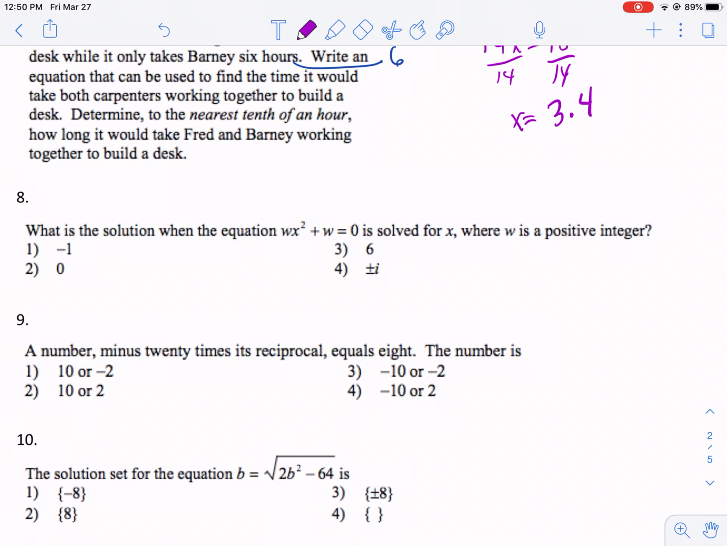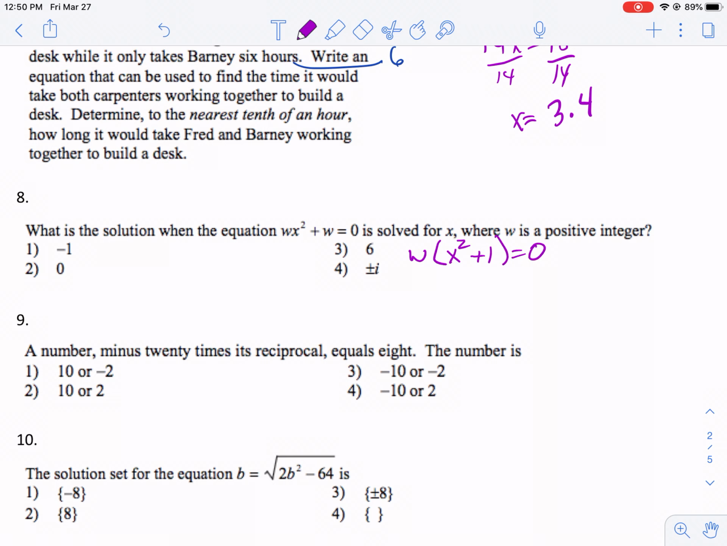Alright, number 8. What is the solution when that equation is solved for x if w is a positive integer? Well, it's looking to me like w is a positive integer. We got two options here. We could do quadratic formula, or I think we can just factor it. We'd be factoring out a w. That'd leave us with x squared plus 1 equals 0.